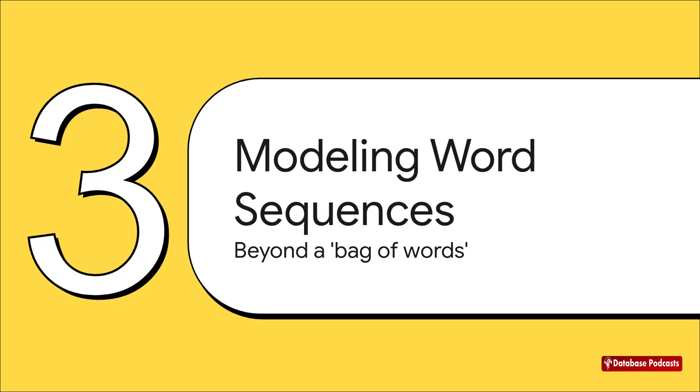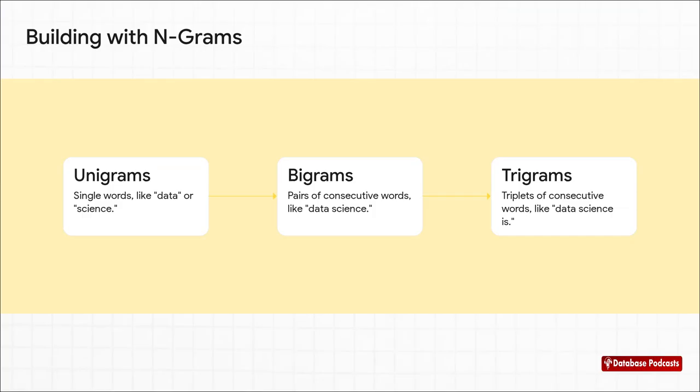Okay, so just counting words isn't going to get us very far. Language is way more than just a big old bag of words, right? The order, the sequence, that's where the meaning is. So how do we start to model that? That's a great question, and the answer is something called n-grams. So instead of only looking at single words, which we call unigrams, we start looking at them in sequence. We can look at pairs of words, which we call bigrams, or even little groups of three, which we call trigrams. This is how we begin to understand context.